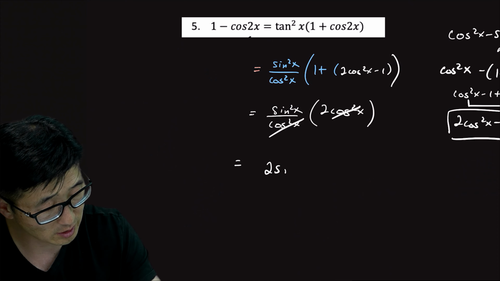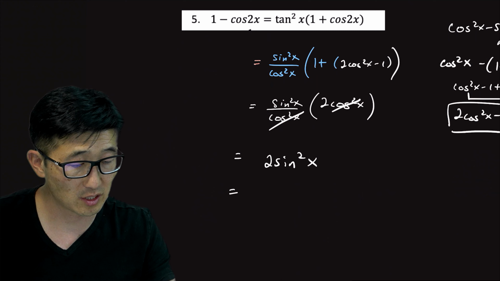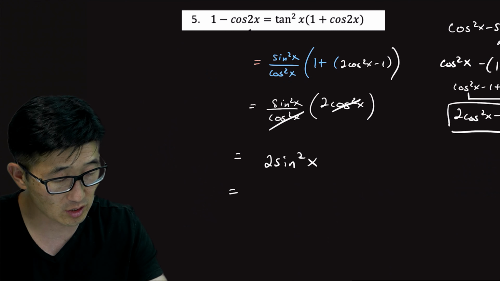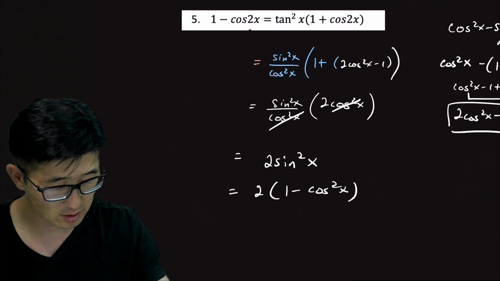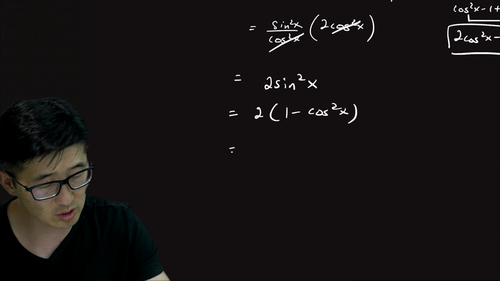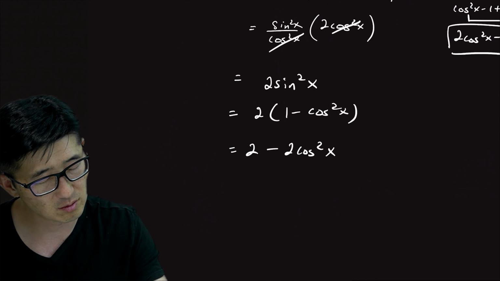And then this will be 2 sine squared x. And then replace the sine squared x with 1 minus cosine squared x. So this will be 1 minus cosine squared x. Oh, I think it's working. 2 minus 2 cosine squared x.